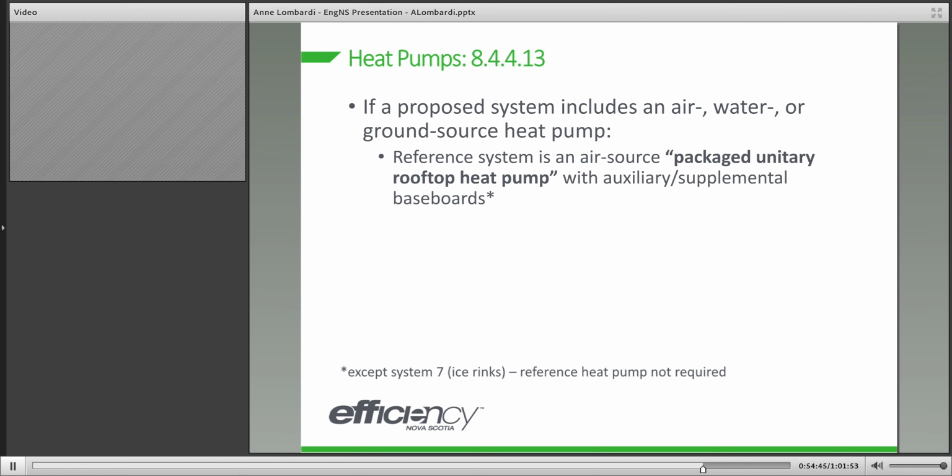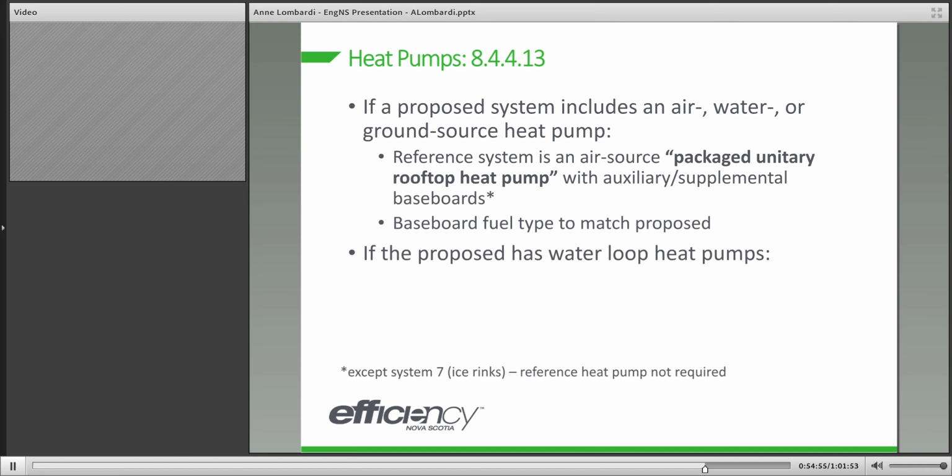So the reference system for heat pumps is an air source packaged unitary rooftop heat pump with auxiliary or supplemental baseboards, where the star is that except for system 7, which serves ice rinks, you don't need a reference heat pump. Ice rinks are their own thing, so it's very rare, right? The baseboard fuel type is to match the proposed, just like the other systems. So that's for all of those types of heat pumps.